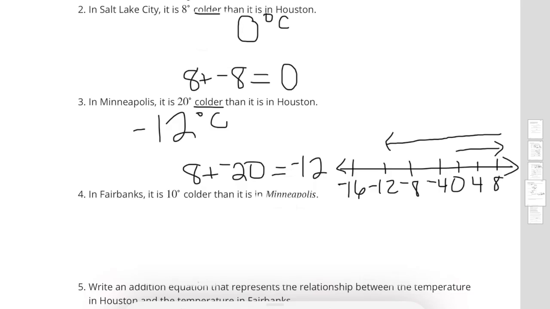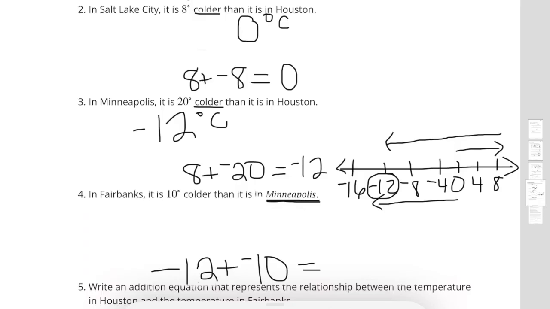Number 4. In Fairbanks, it is 10 degrees colder than it is in Minneapolis. So we have to notice that we're comparing Minneapolis instead of Houston now. So our starting point would be negative 12 degrees, and it is 10 degrees colder. So I'm moving to the left, so I know it's negative. So negative 12 plus negative 10. If I start at negative 12 and I move 10 degrees to the left, because this negative tells me left, I would land at negative 22. So in Fairbanks, it is negative 22 degrees Celsius.